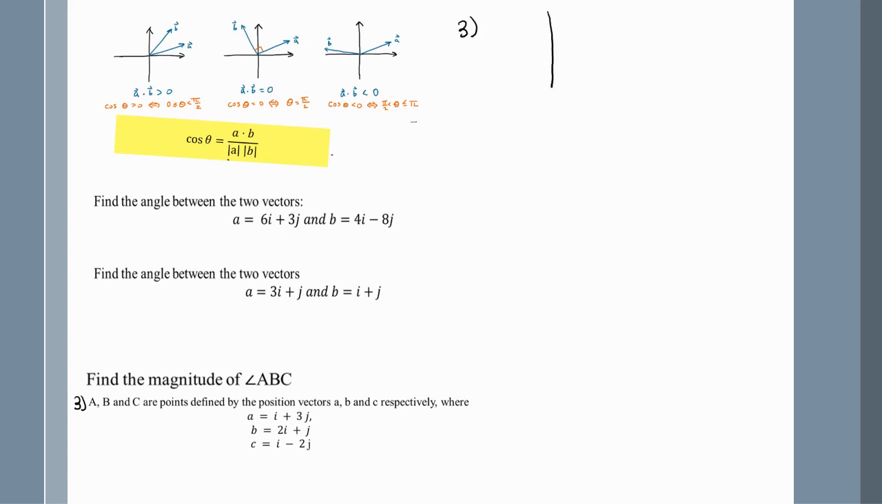First, wherever you can, always sketch these in 2D to get a rough idea and a rough estimate of your angle size or of the situation. So, we have points A, B, and C, and these are defined by the position vectors, so vectors that start from the origin. Vector A is i plus 3j.